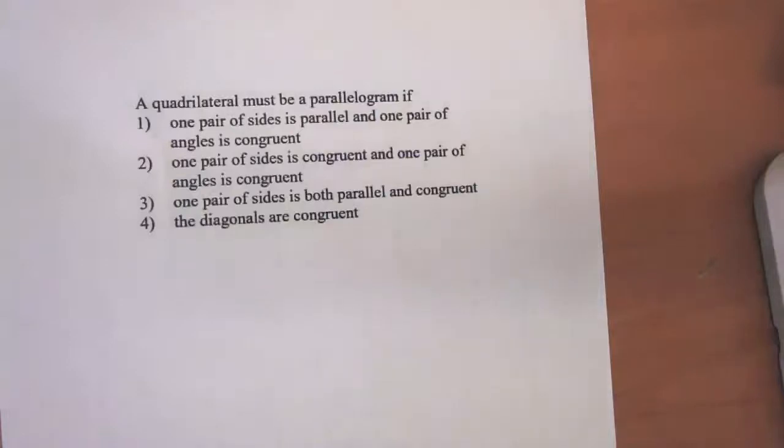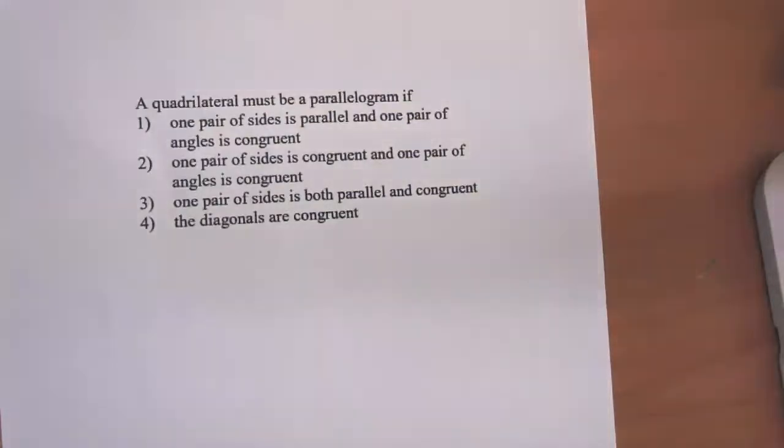So we've got a definition of a quadrilateral. A quadrilateral must be a parallelogram if: one, one pair of sides is parallel and one pair of angles is congruent. Two, one pair of sides is congruent and one pair of angles is congruent. Three, one pair of sides is both parallel and congruent. Or four, the diagonals are congruent.